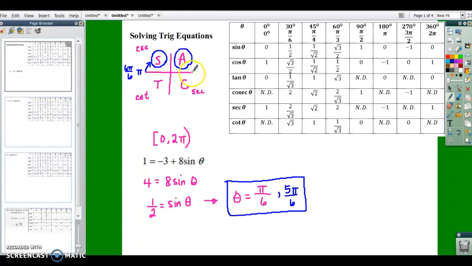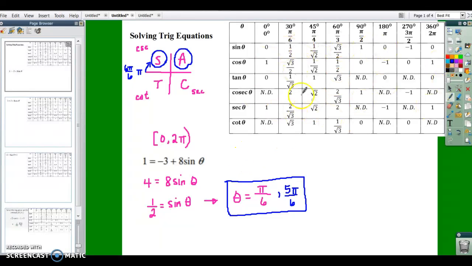Remember, 0 to 2 pi goes from 0 to 360. Now notice there's a parenthesis here. That's just saying that it doesn't include 2 pi, but it goes everything up to 2 pi. So it's just one way they write it. So it includes 0, but doesn't include 2 pi. But remember, we're always looking for two answers. We have to consider the two places where that particular trig function is positive or negative.